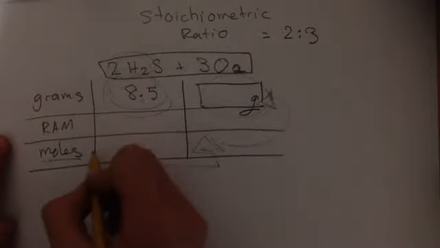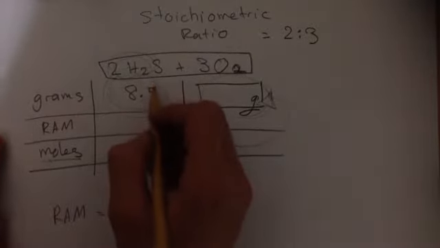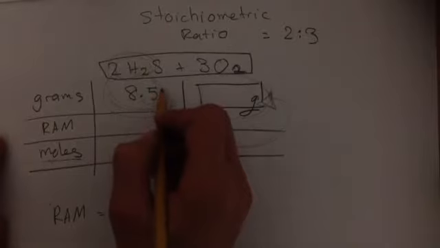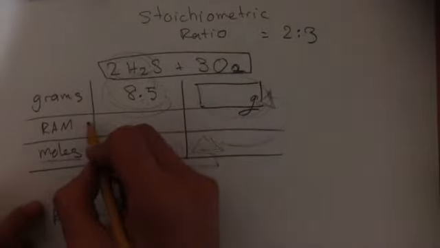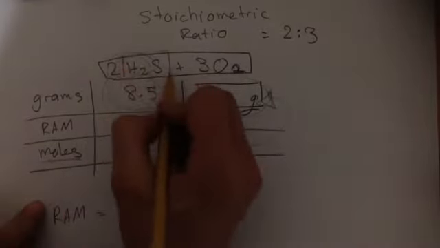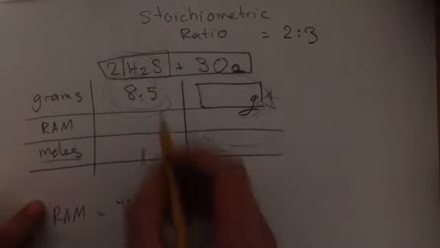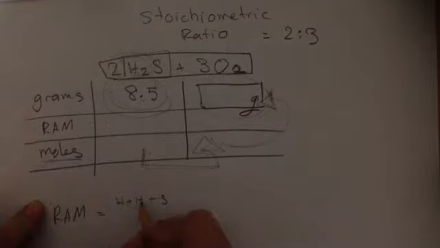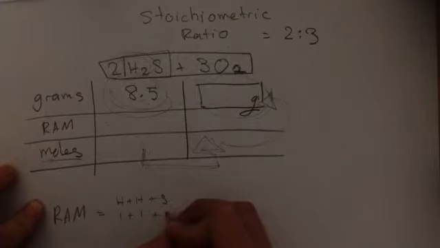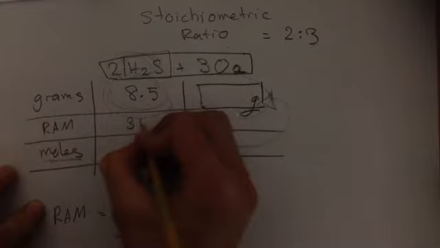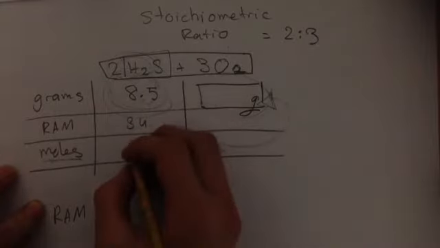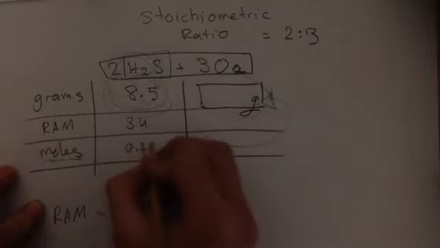To find the moles of hydrogen sulfide, we divide the grams by the RAM, the relative atomic mass of hydrogen sulfide. And to find the relative atomic mass, we add two hydrogens plus a sulfur, so 1 plus 1 plus 32, which gives us 34. Divide 8.5 by 34, and we get 0.25.